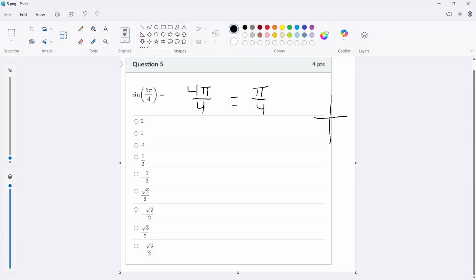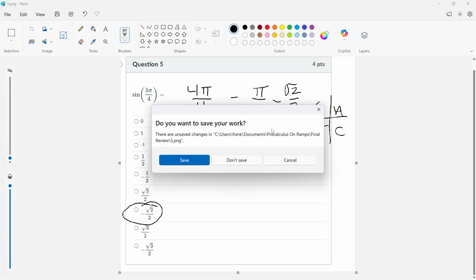And it is therefore in the third quadrant where sine is negative. So it's going to be negative, and it's going to be the same as sine of pi over 4. Sine of pi over 4 is square root of 2 over 2, but of course it has to be negative because it's in the third quadrant. Negative square root of 2 over 2. But you might have memorized the whole unit circle, and then that one would be very easy.